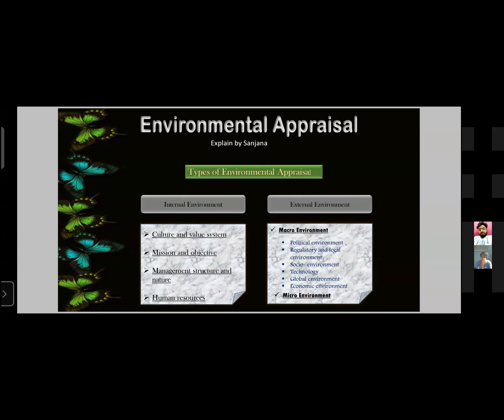Macro environment. The macro environment consists of factors external to the industry that may have a significant impact on the firm's strategic position. There we will look at a broad dimension. First, political environment, regulatory and legal environment, demographic environment, socio-cultural, ecological and global environment, and economic environment. Second, micro environment. All the actors of an organization.